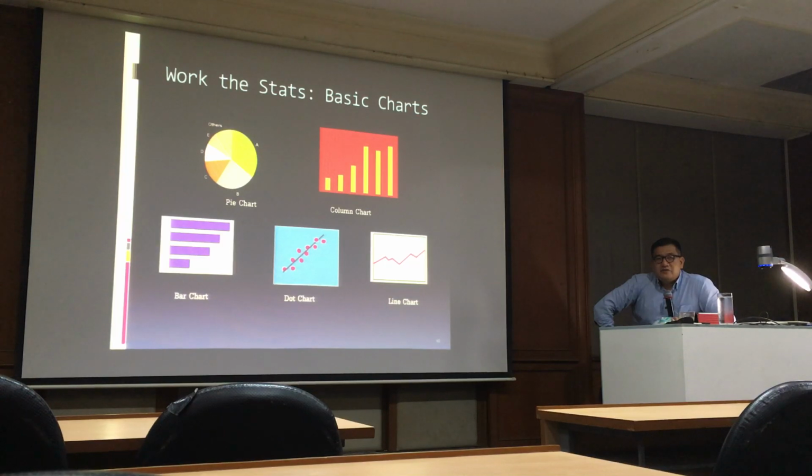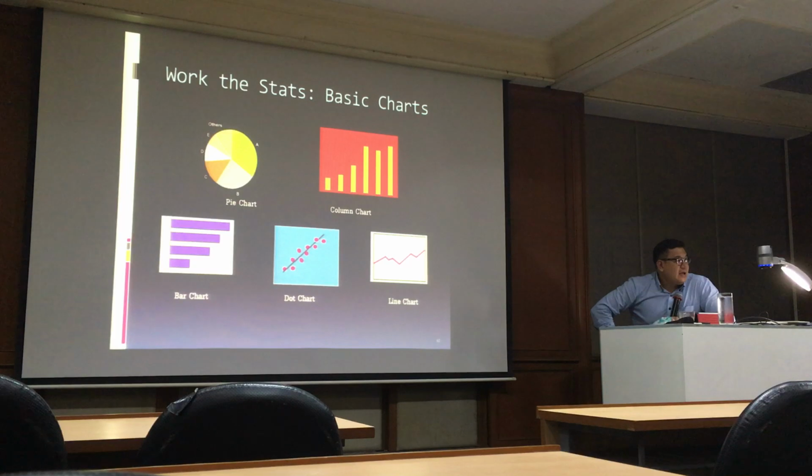A dot chart is used to express the relationship between two variables. So we can see whether the relationship goes in the same direction or in a different direction, or maybe it doesn't have any relationship together.